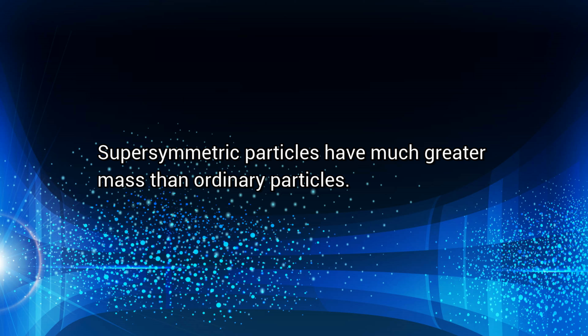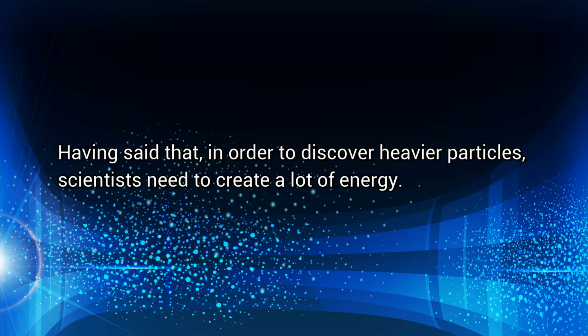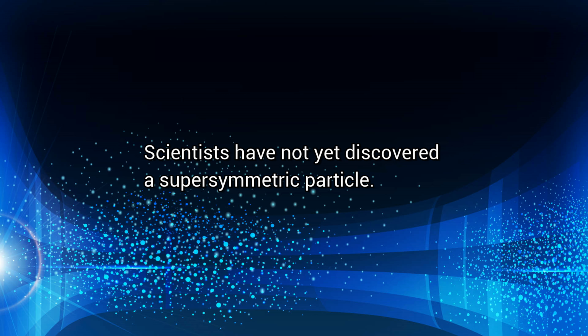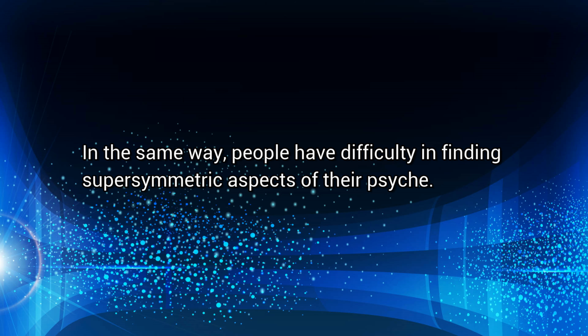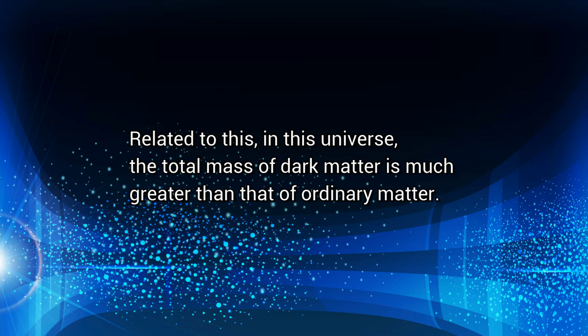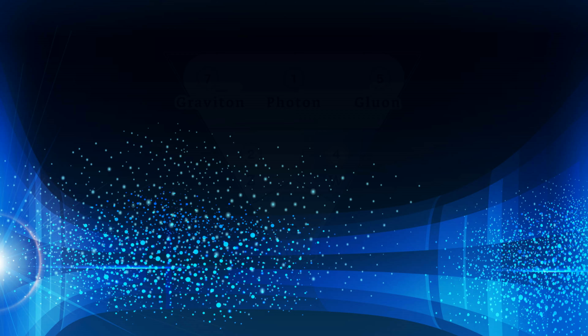Supersymmetric particles have much greater mass than ordinary particles. Having said that, in order to discover heavier particles, scientists need to create a lot of energy. That is one of the reasons why it is difficult to find supersymmetric particles. Scientists have not yet discovered a supersymmetric particle. In the same way, people have difficulty in finding supersymmetric aspects of their psyche. But the influence of these aspects is not negligible. Related to this, in this universe, the total mass of dark matter is much greater than that of ordinary matter.